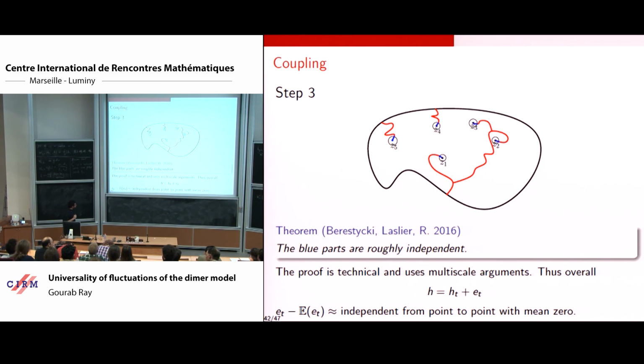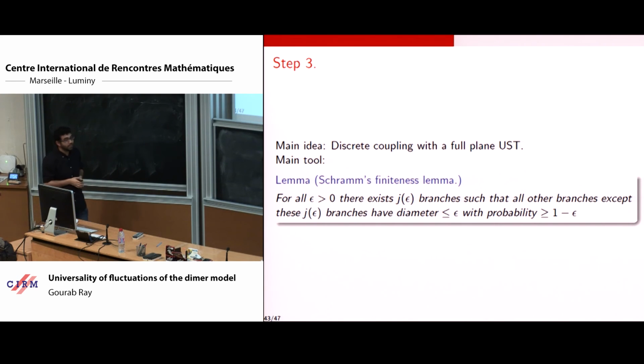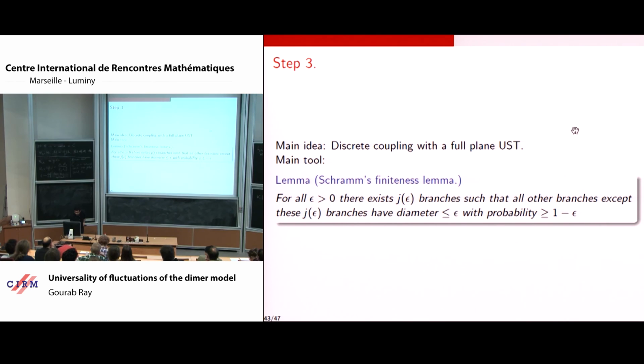And using these arguments, the crucial point is what is called Schramm's lemma. This is the thing I was telling you about, the long red branches and the short blue branches. It says that given any error, let's say epsilon, if you know J branches, but J depends only on epsilon, not the mesh size, that's the crucial part, then all the rest of the branches would be smaller than epsilon. Maybe I'll show you a video to explain this a bit.